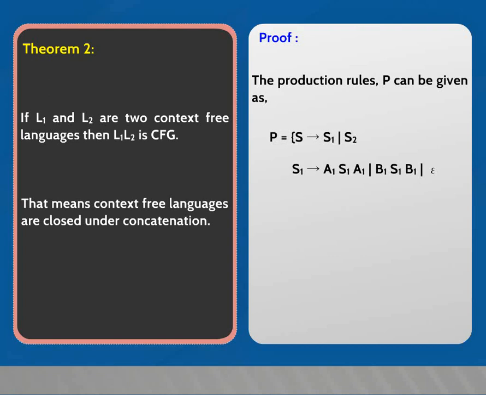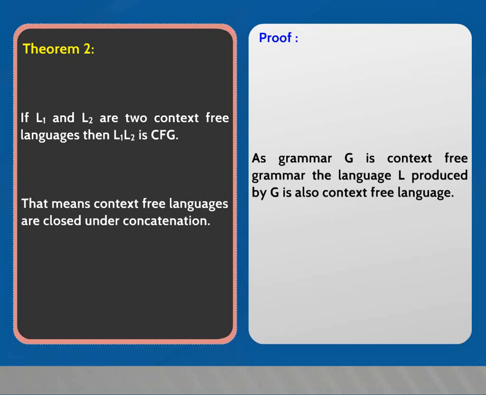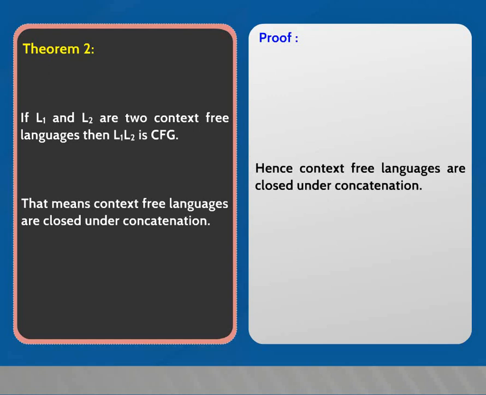S1 provides A1 S1 A1 or B1 S1 B1 or epsilon. A1 provides small a, capital B1 provides small b, S2 provides small a A2 or b B2 B2. A2 provides b, B2 provides a. As grammar G is context-free grammar, the language L produced by G is also a context-free language. Hence, context-free languages are closed under concatenation.